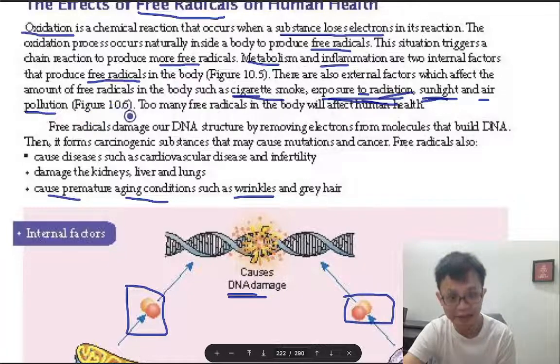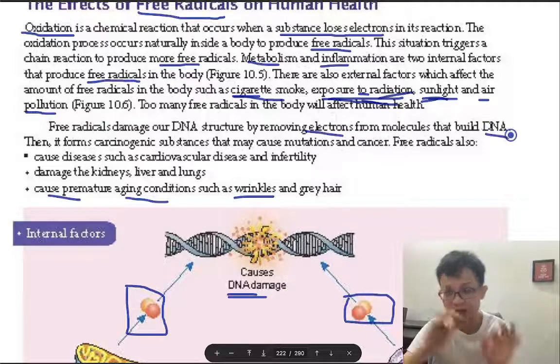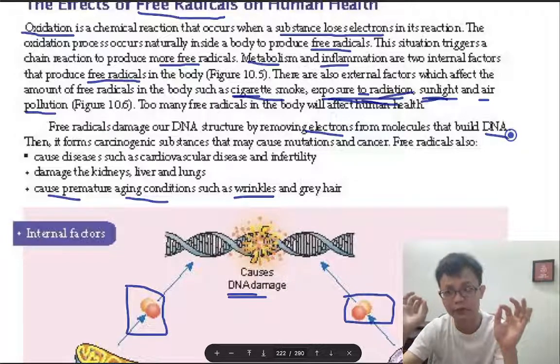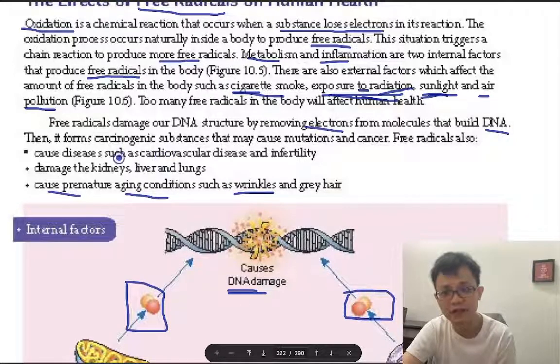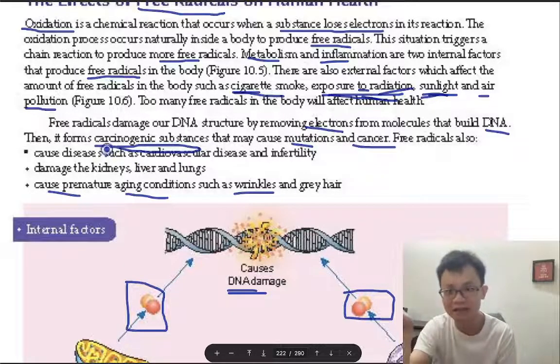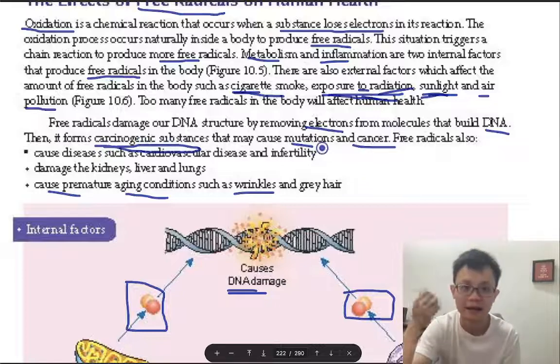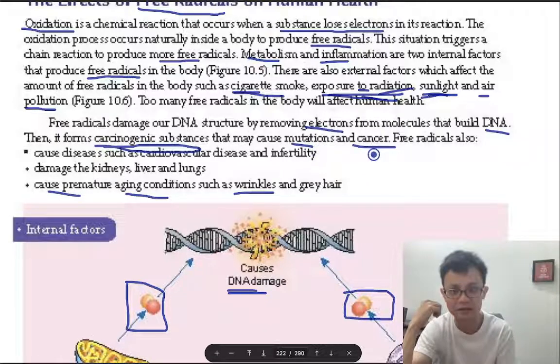So free radical, again, is caused by removing an electron from the DNA, which is a very small genetic protein makeup of our body. Then it forms carcinogen substances. A carcinogen substance means it can cause mutation and cancer.